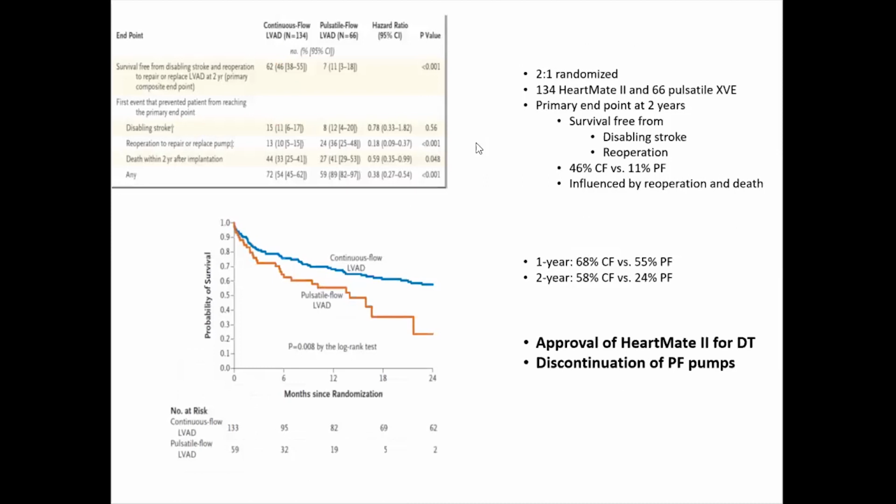Later on, this was compared to the pulsatile flow pump, and it was a superior pump. The 1 year survival was 68% for the continuous flow versus 55% for the pulsatile flow, and the 2 year survival was 58 versus 24%. The stroke rate was similar. However, reoperation was lower, and death at 2 years was lower. So definitely it was a superior pump to the pulsatile XVE. That's how it was approved as a destination therapy. And after that, the XVE pulsatile flow LVAD was discontinued and was not implanted after that.